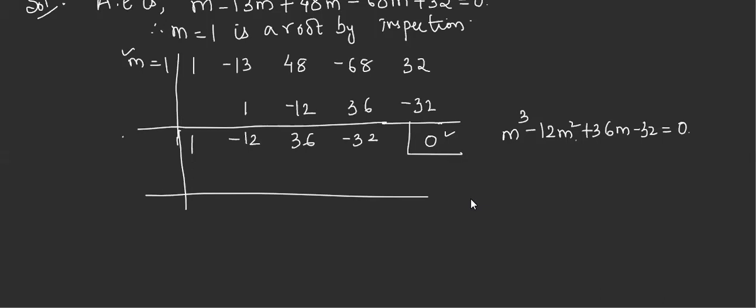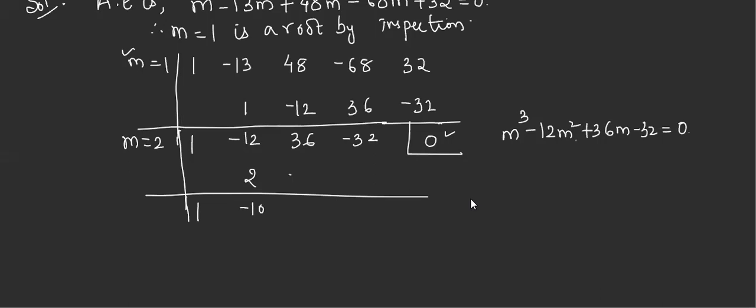So I'll continue the same table. I'll write it here as 2. Then what do I have to write here? Below 1, 1 only. Keep it same. 2 into 1, multiply and write it here. 2 ones are 2. Minus 12 plus 2 is how much? Minus 10. See how much time you are taking? Minus 10.